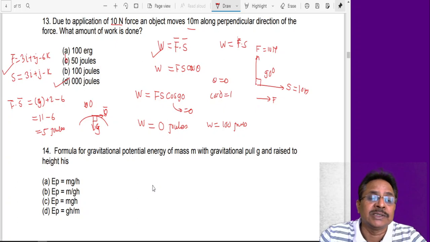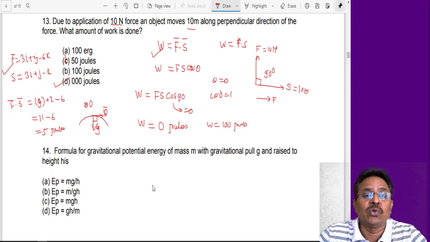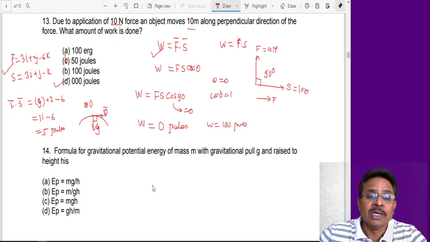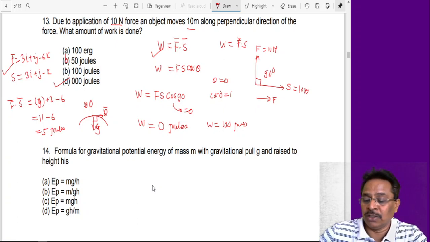You can get this particular answer. So work done is equal to F bar dot S bar, a simple dot product of two vectors. Depending upon the angle between them, this dot product varies. It may be 0, it may be negative, it may be positive, and you have to get the correct answer according to that. Okay, is it okay?